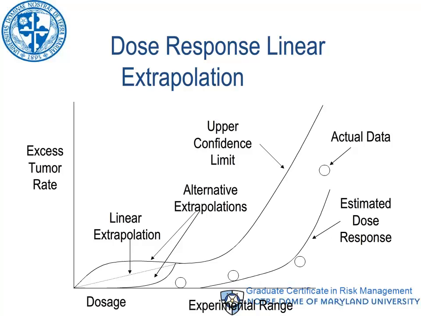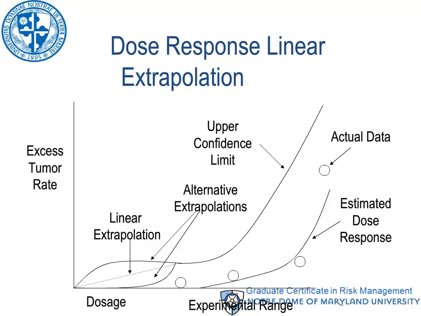Now, typically what happens when you begin to do some dose response assessment is you would go out to the literature and review it. The literature would give you actual data. They are the 4 circles that you see. Notice that each point in this grid has a dose associated with it and an excess tumor rate. But we only have 4 studies.